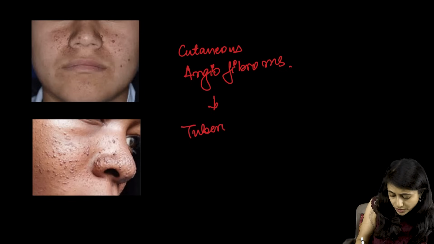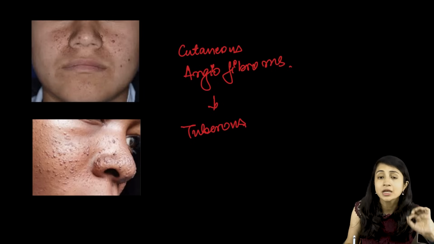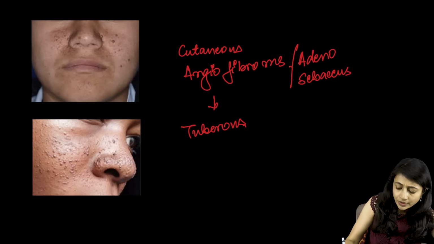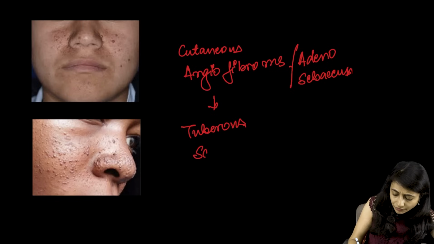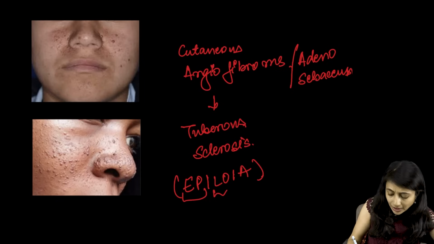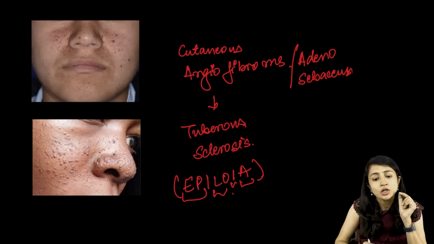tuberous sclerosis. Don't confuse it with acne or sebaceous gland hyperplasias. These are cutaneous angiofibromas, or also called as adenoma sebaceum. Adenoma sebaceum or cutaneous angiofibromas. They are a feature of tuberous sclerosis, also called as epiloia. Epi means epilepsy, LO means low intelligence, and A means adenoma sebaceum. Okay, so when you see these, don't confuse.